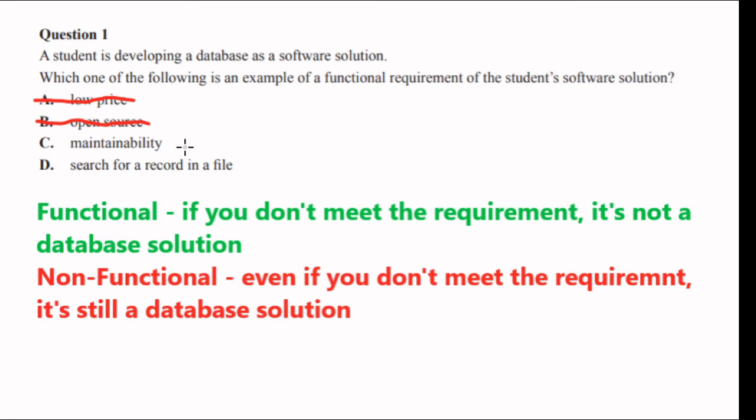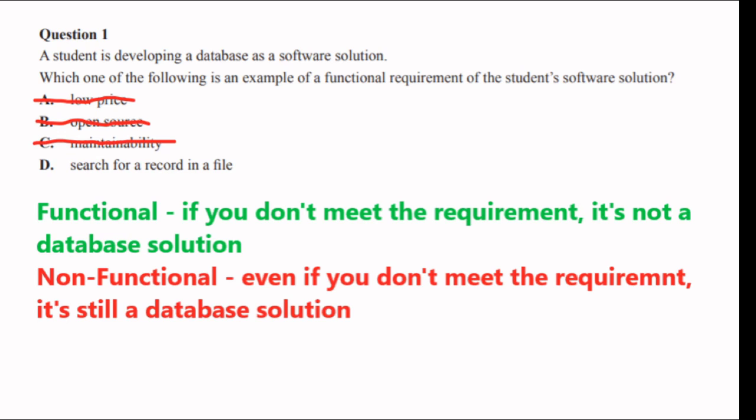Maintainability. So maintainability refers to how easy it is for a programmer to fix a bug or add a new feature to that database after it has been released. So you can have poor maintainability on a database, it would just be a really poorly maintained database. So it's still considered a database even with good or bad maintainability. So that one's once again a non-functional requirement.